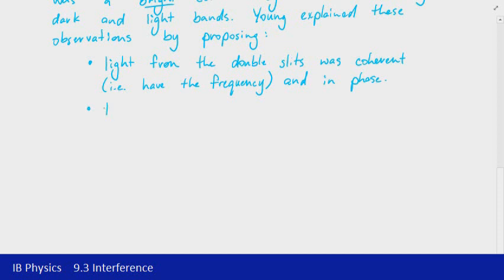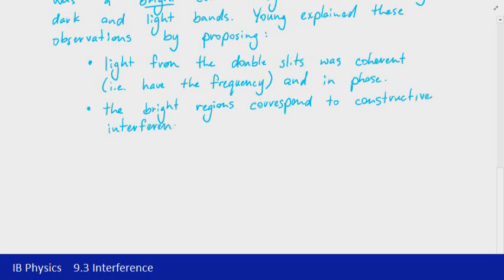The bright regions then were where constructive interference was occurring. And if you think about the path that the waves have to travel, that can provide a little bit of understanding as to how it is that we get these points of constructive interference occurring at multiple positions.